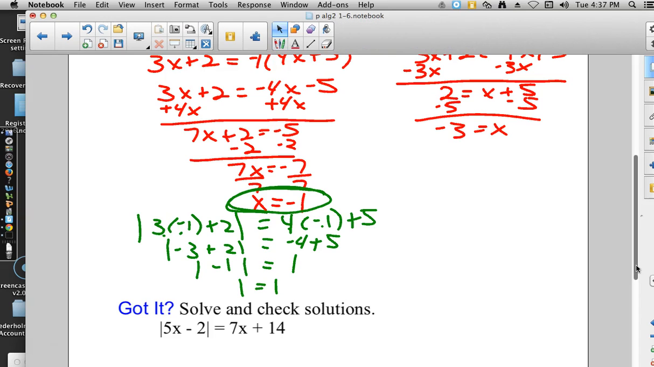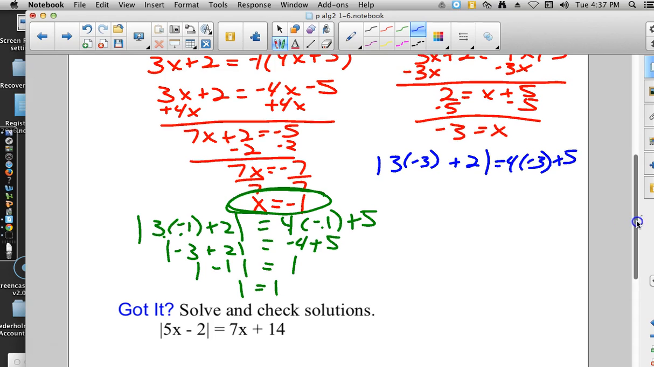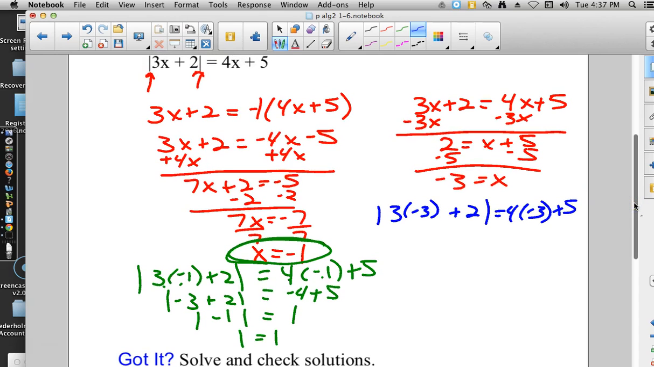Now let's try the negative 3. Absolute value of, let's see, what was it? It was 3x plus 2. So 3 times negative 3 plus 2 equals 4 times negative 3 plus 5. So we're going all the way back up there to check and see if it works. So absolute value bars, a lot like parentheses, 3 times negative 3 is negative 9 plus 2. And then we have 4 times negative 3, which is negative 12. Negative 12 plus 5 is negative 7.